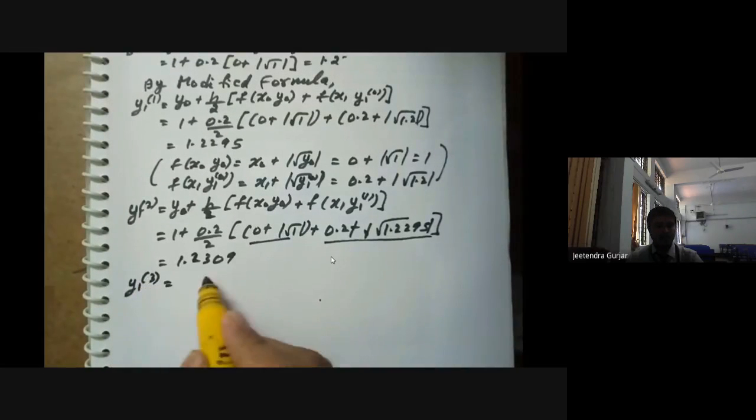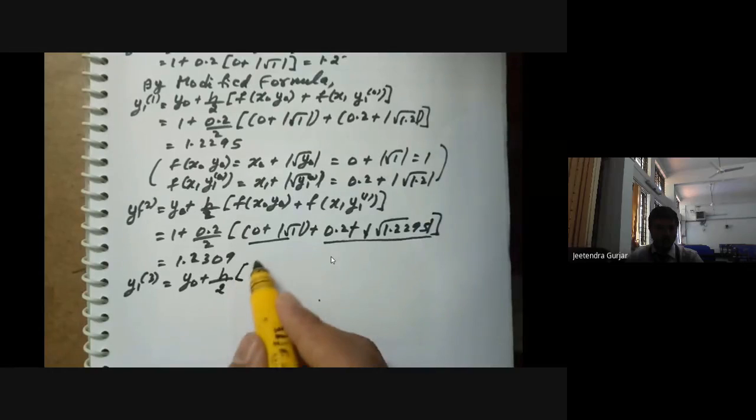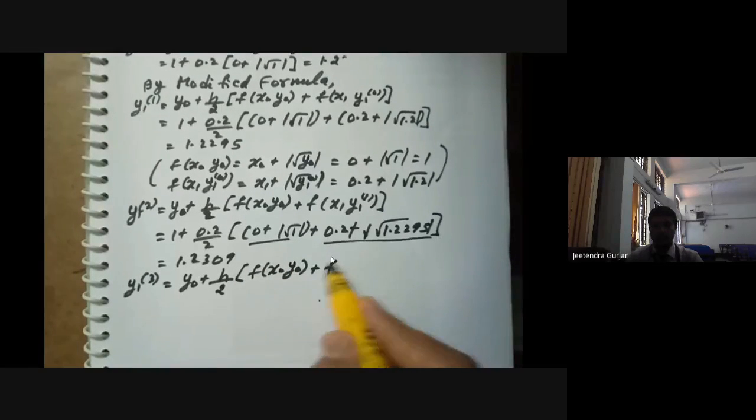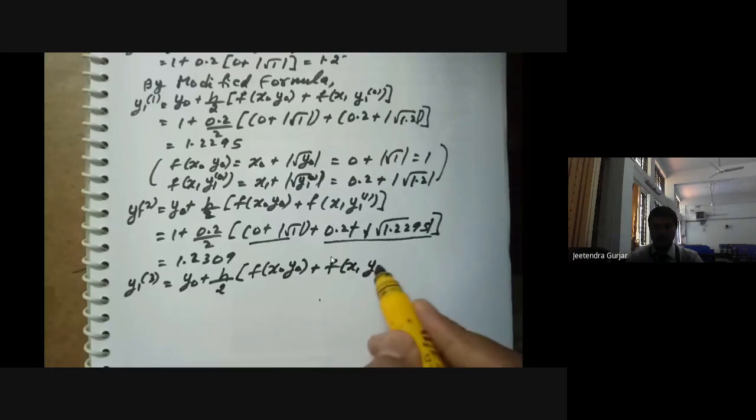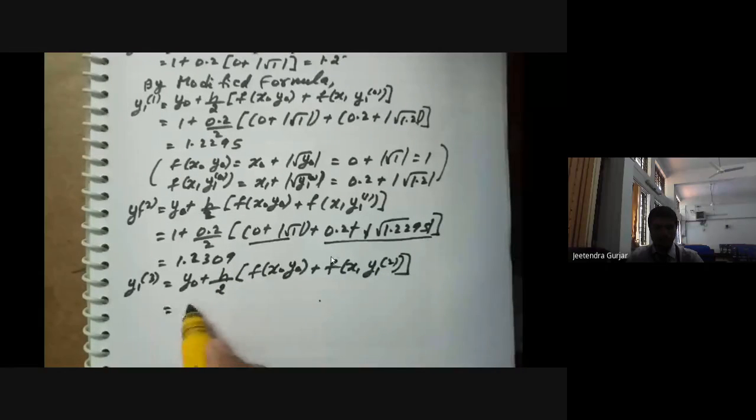y1 raised to 3 is equal to y0 plus h upon 2 in the bracket f of x0 comma y0 plus f of x1 comma y1 raised to 2. Now y1 raised to 2 is from the previous approximation you are going to simplify. I think you are perfect with this now. You modified Euler's method. Very good, students. Now substitute the values one by one.